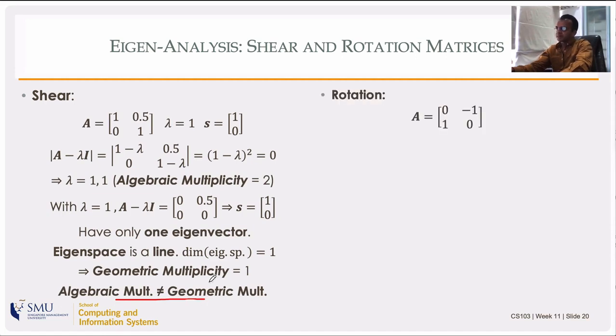Now if you look at rotation, this is rotation by pi by 2. It is skew-symmetric, it's anti-symmetric, which means A transpose is minus A.